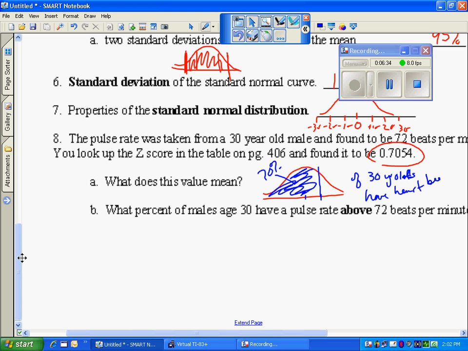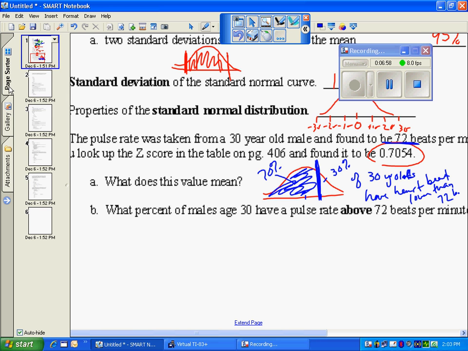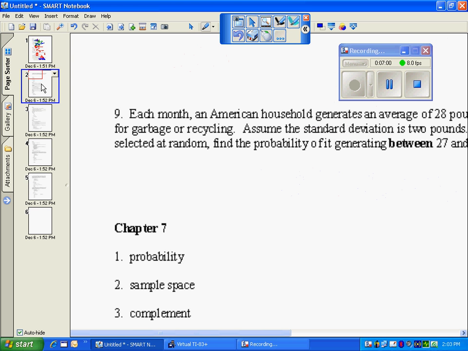lower than 72 beats. So if you have a heartbeat of 72, it looks like you're kind of on the high end because only 30% have a heartbeat of 72 or more extreme than you. So you're a little higher than the 50% or the average. And in this case, we're looking at a between problem.